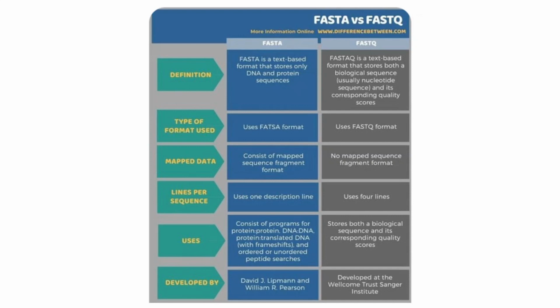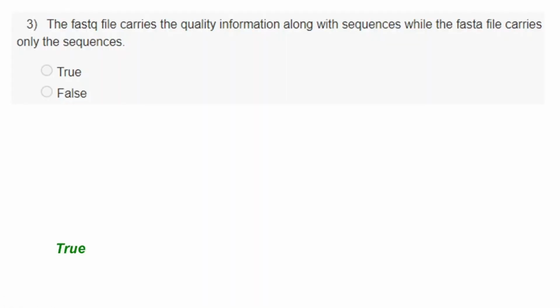But what is the difference between FASTA and FASTQ? FASTA is a text-based format that only stores nucleotide and protein sequences, while FASTQ basically stores the quality scores as well. And this table summarizes the entire difference between FASTA and FASTQ. So yes, the answer was correct. It's true. That's it.